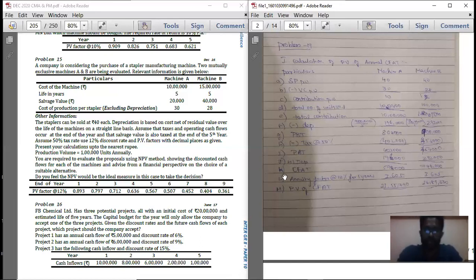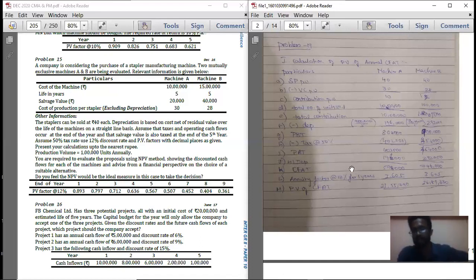So below that, in respect of the CFAT, record, underline it, and record 4,02,000 plus 1,96,000, you are getting 5,98,000. And in respect of machine B, 4,54,000 plus 2,92,000, you are getting 7,46,000. So that is the annual CFAT. Here CFAT for every year, that is for all 5 years, is the same.